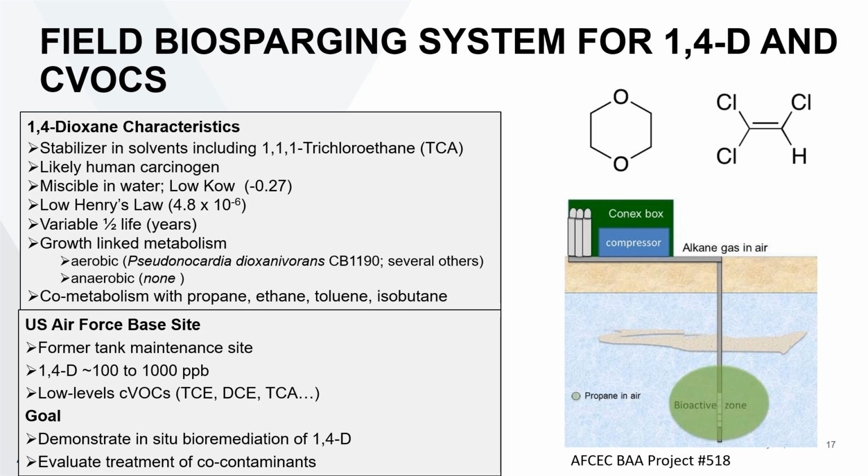Now, the case study I'm going to show you was a U.S. Air Force Base site. It was a tank maintenance facility. It has 1,4-dioxane at reasonably high concentrations, about 100 to 1,000 ppb, as well as some low levels of CVOCs. The goal of this study was to apply in situ biosparging to treat 1,4-D, and to see if the other co-contaminants could be treated as well, because all of these can be treated co-metabolically.